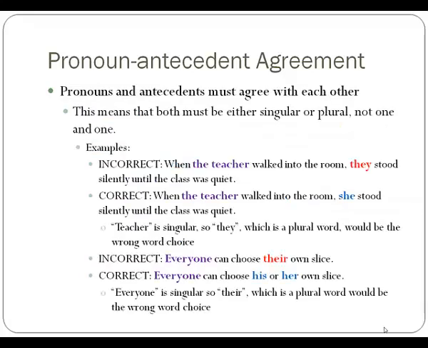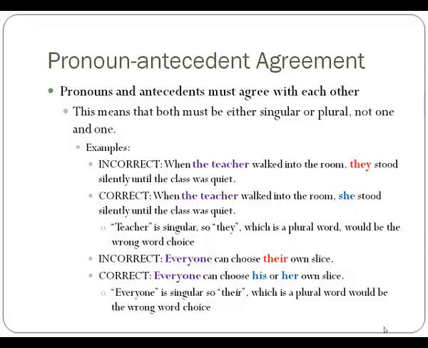Pronouns and antecedents must agree with each other. This means that both must be either singular or plural, not one and one. Example, incorrect: when the teacher walked into the room, they stood silently until the class was quiet. Correct: when the teacher walked into the room, she stood silently until the class was quiet. Teacher is singular, so they, which is a plural word, would be the wrong choice to use.